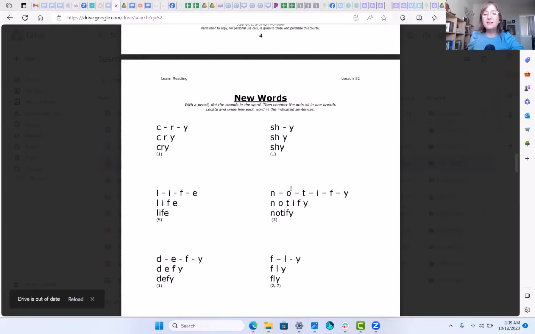You'll notice that this is not a 1-syllable word. There are some multi-syllable words where Y says I at the end, such as notify or multiply or defy. But that Y sound is less common than the long E sound at the end of multi-syllable words.